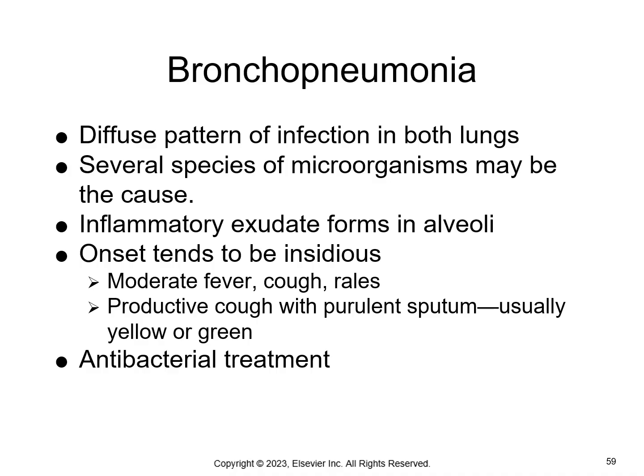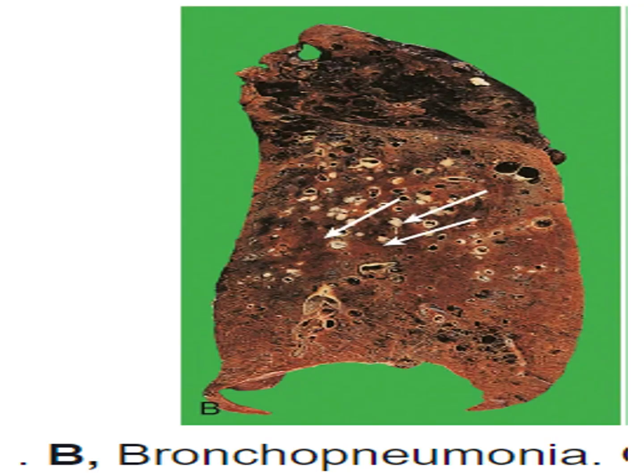The inflammatory exudate forms in the alveoli, which interferes with the diffusion of the oxygen. The onset tends to be slow with a moderate fever, cough, and rales. Congestion can lead to a productive cough with purulent sputum, usually yellow or green in color. The sputum culture and sensitivity tests will tell us the right choice for treatment based on the pathogen. This slide is showing you the bronchopneumonia and how it affects the lungs.